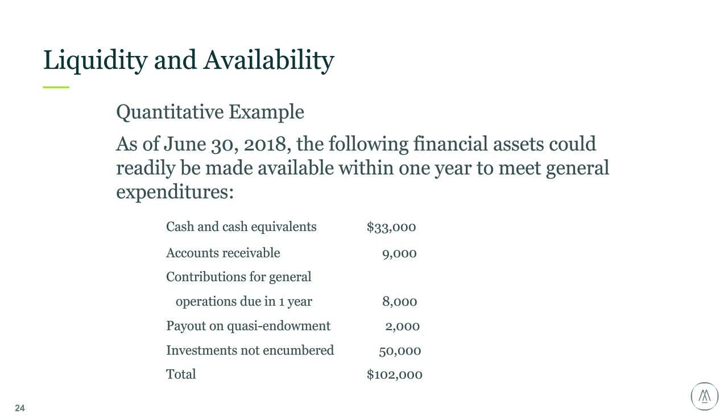Here's another example, and this is a very simple example, where the entity is simply providing those assets available within 1 year for use. You'll see you've got your cash, your short-term receivables, contributions that will be received for general operations within the next year, any payouts on your quasi-endowment, as well as investments that are not encumbered or restricted for other purposes to get your total.